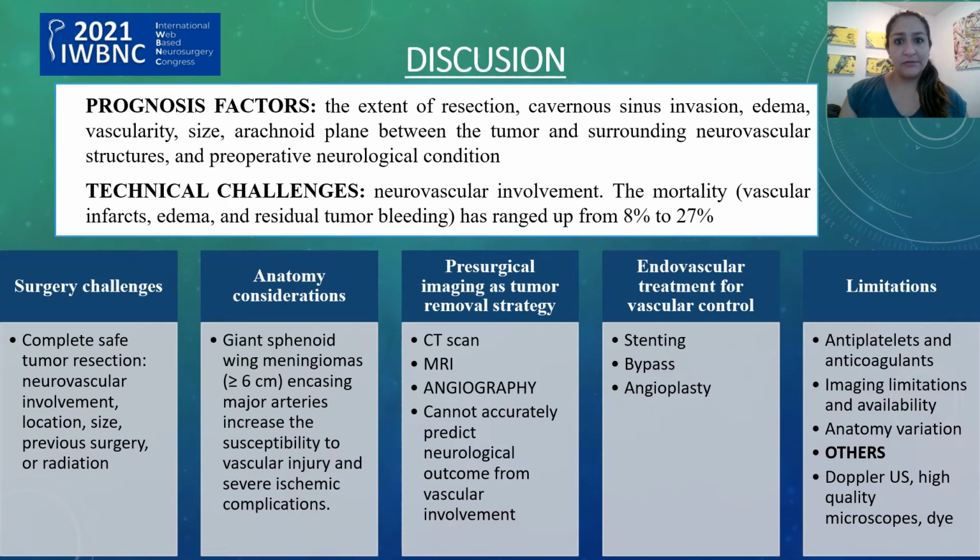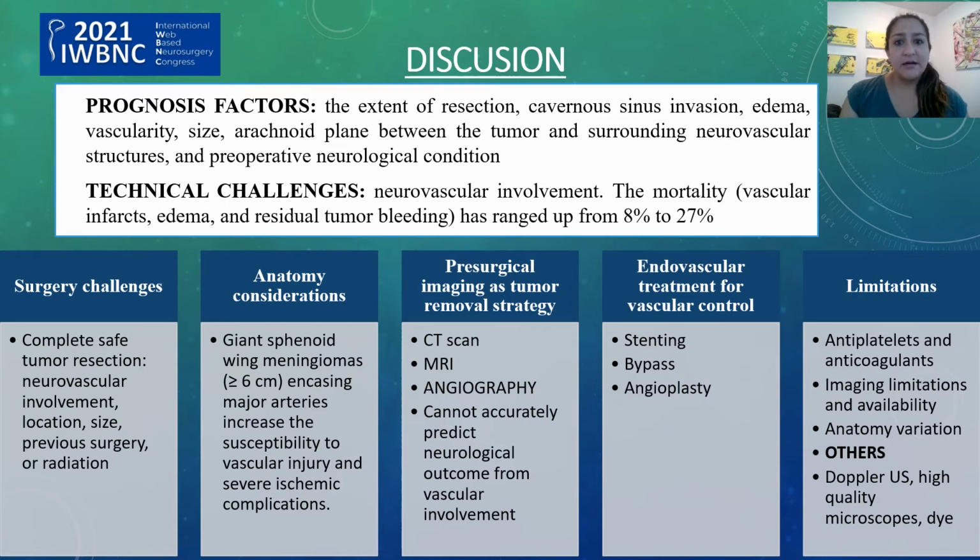Prognosis depends on the extent of tumor resection, the arachnoid plane between the mass and the surrounding neurovascular structures, and preoperative neurological condition. The mortality due to ischemia, edema, and residual tumor bleeding has ranged from 8 to 27%. Giant sphenoid wing meningiomas encasing major arteries increase the susceptibility to vascular injury and severe ischemic complications. The incapacity to identify arterial invasion on any preoperative imaging remains a problem.